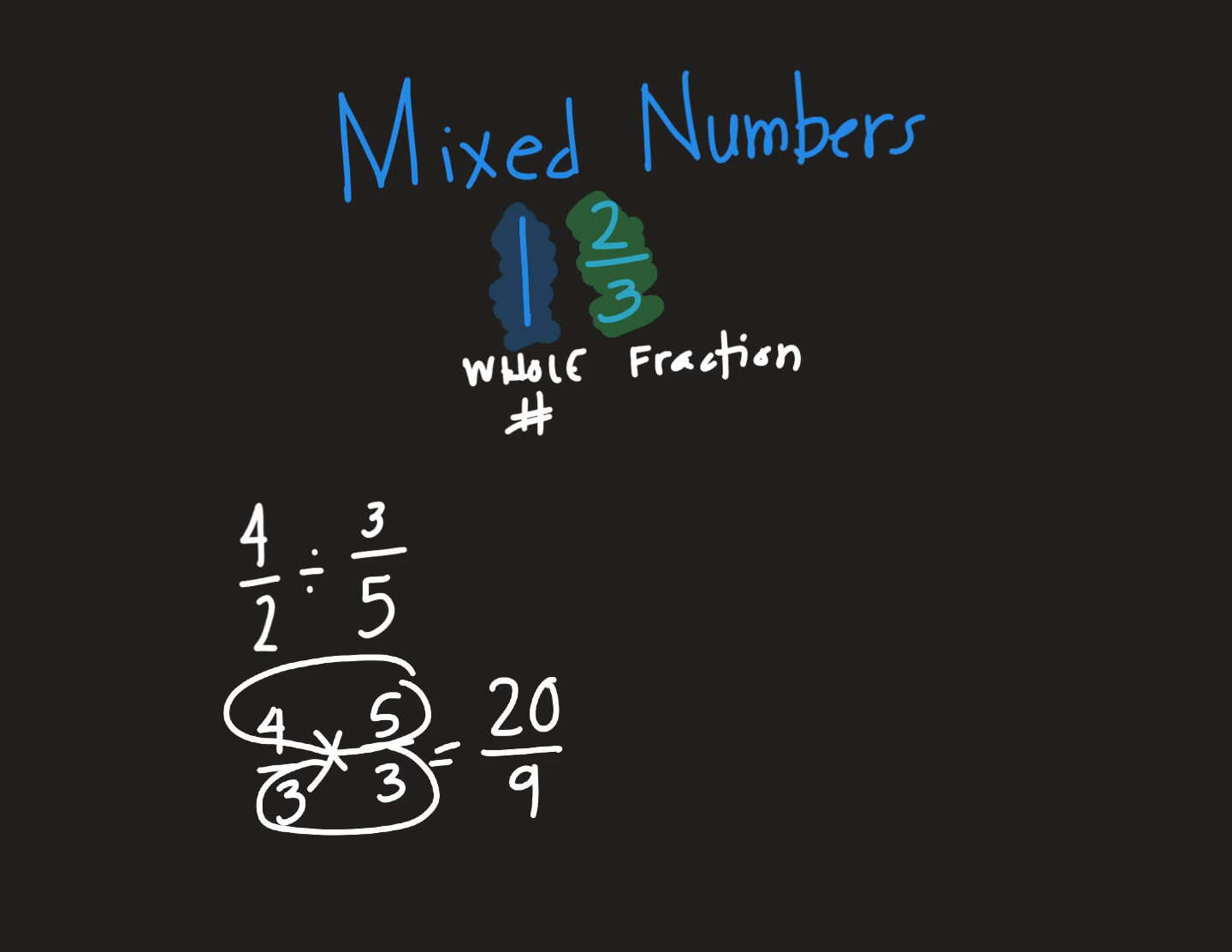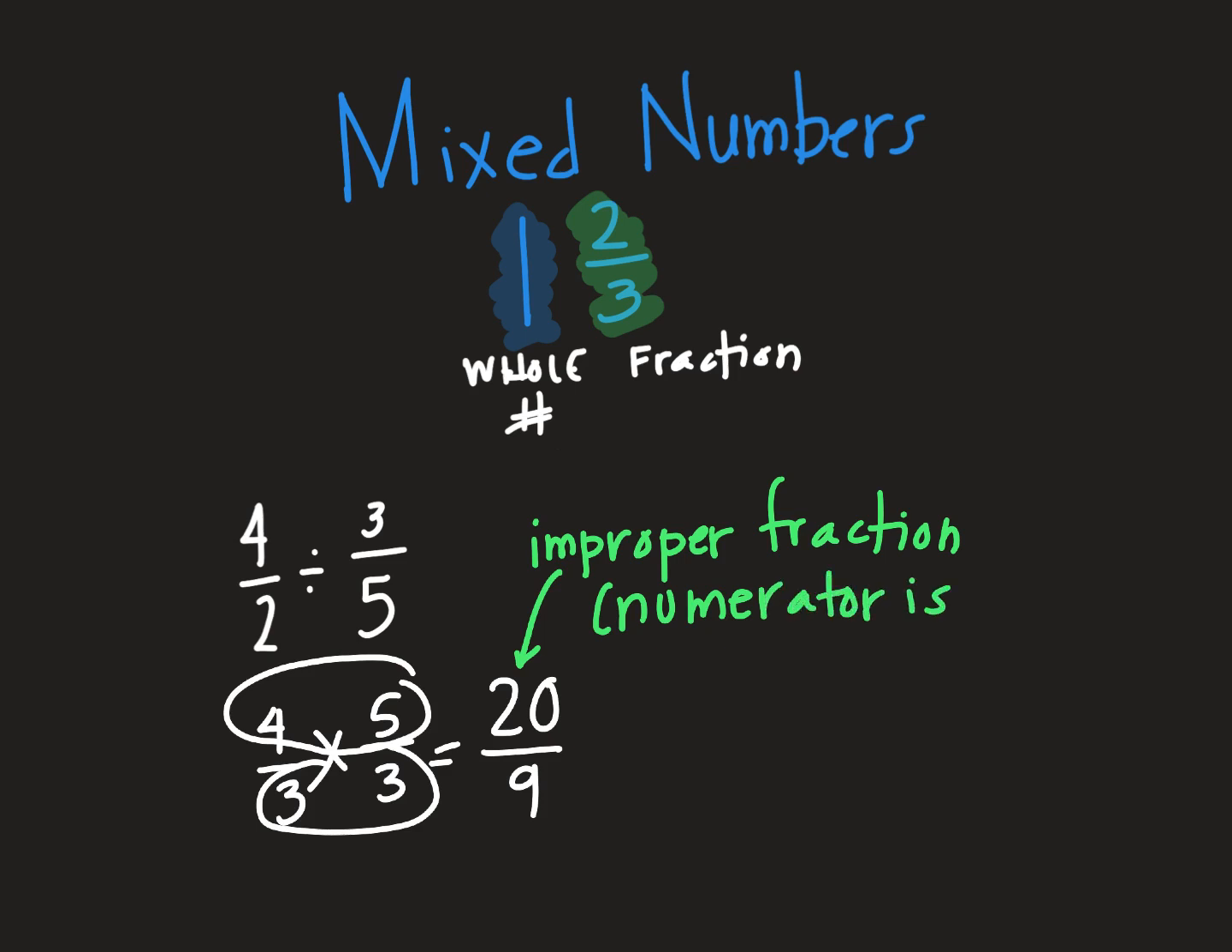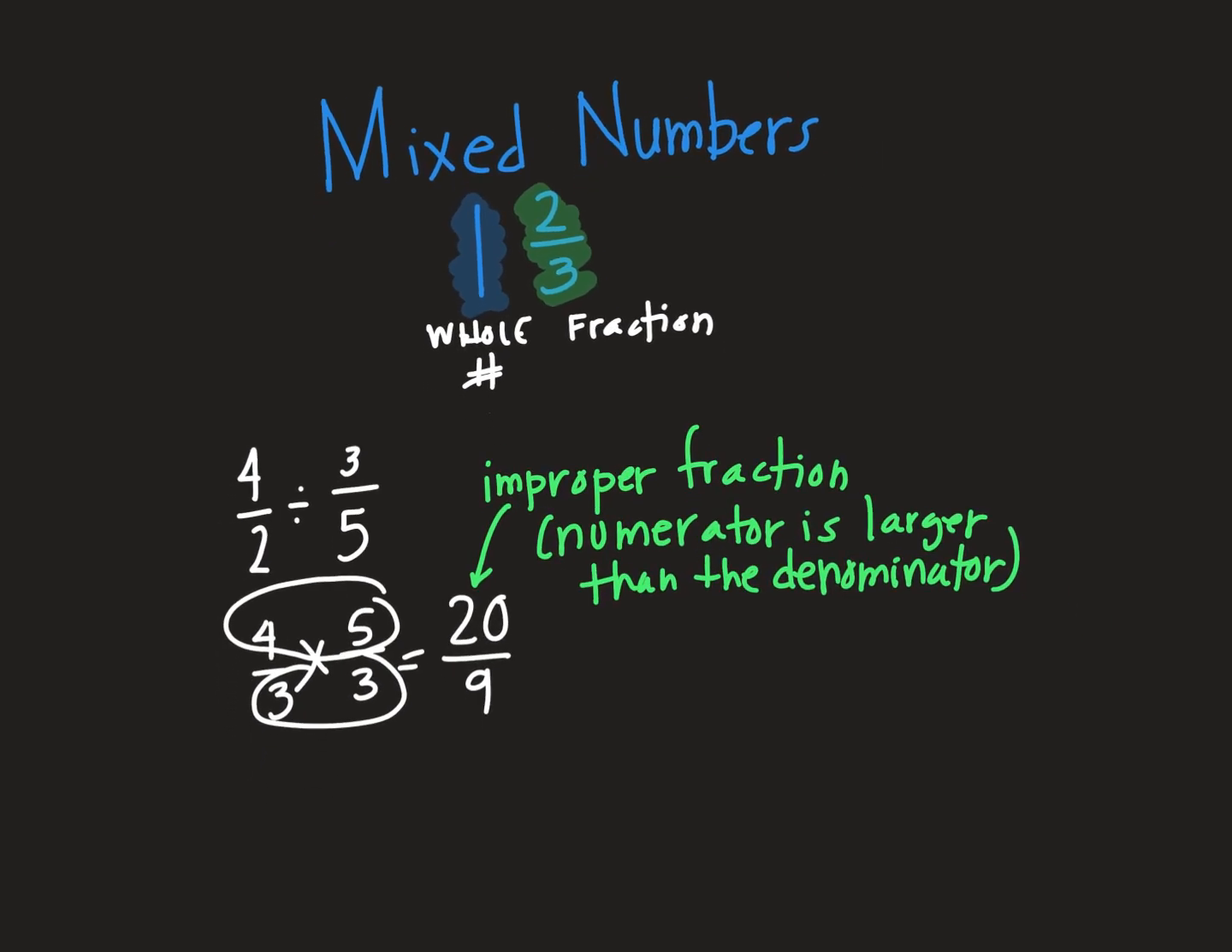So this right here is what you call an improper fraction. Improper means it's top heavy, that the numerator, the top, is larger than the denominator, which is the bottom, right? So you see here 20 is bigger than 9. So typically you don't leave them like that. So I wanted to show you how to make a mixed number out of this.